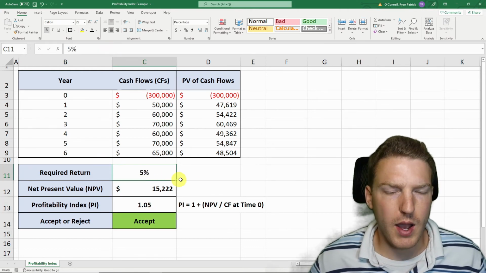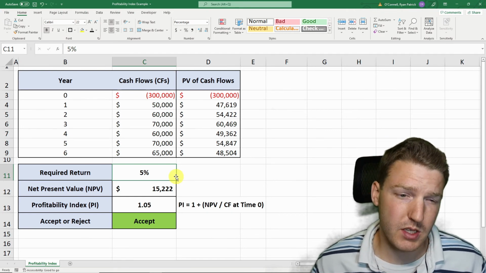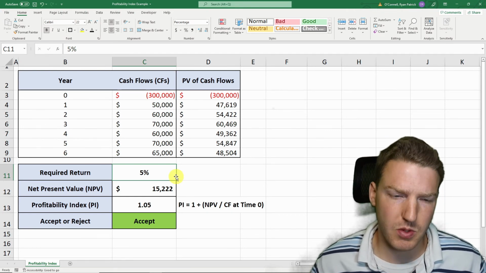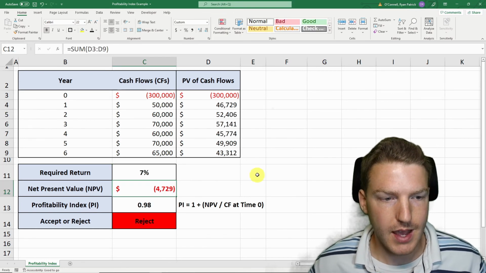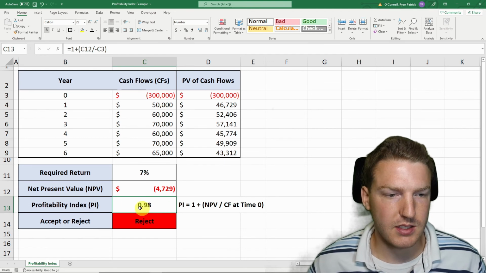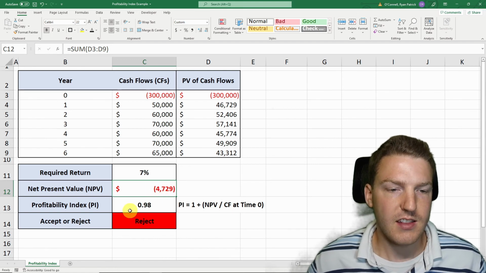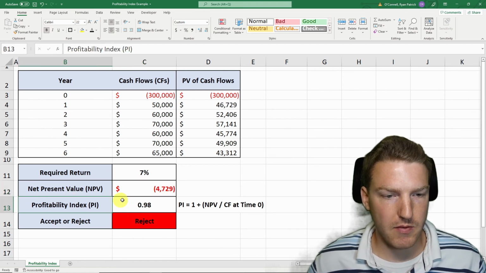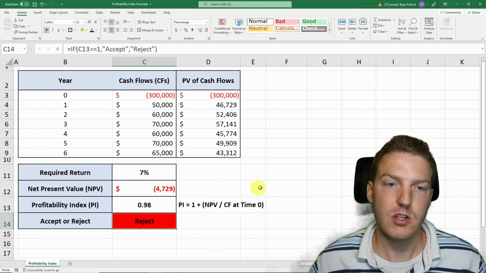But what if the required return were to change? So what if we deemed this project is more risky than we initially thought? We actually demand an interest rate of 7% to partake in this project. Well, now we find that the profitability index is 0.98. That is because the net present value actually became negative. And then because the net present value is negative, the profitability index is below 1. And now we decide that we want to reject this project.